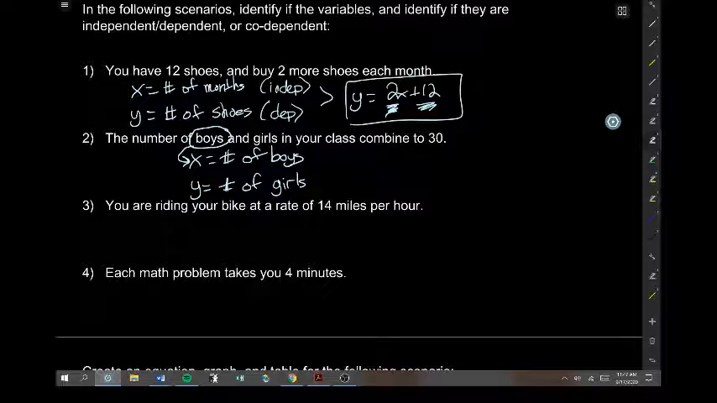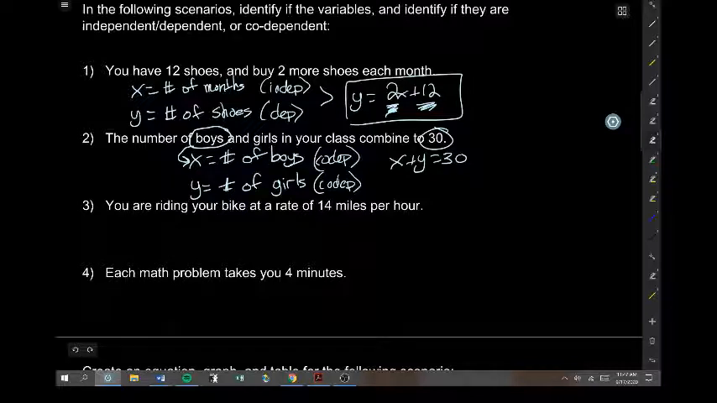This is a codependent system. The number of boys plus the number of girls is going to come out to 30. Okay, this is called codependent because the number of boys isn't going to impact how many girls there are. If we added a boy, we wouldn't have to take out a girl. We would just suddenly say there's 31 people in the class, not 30.